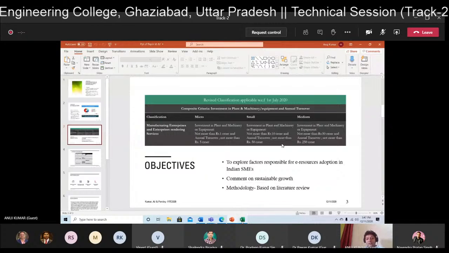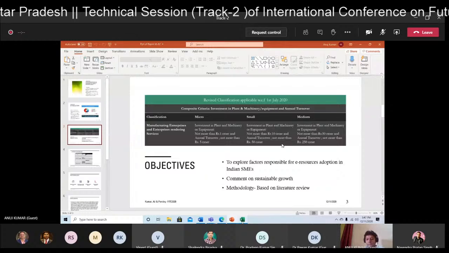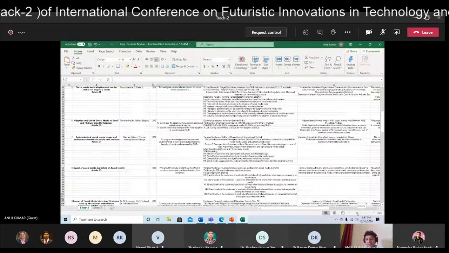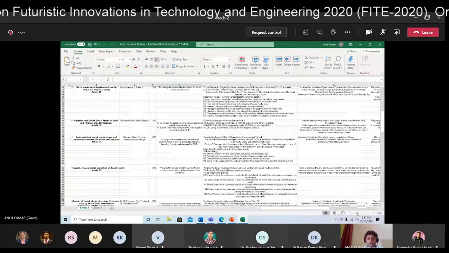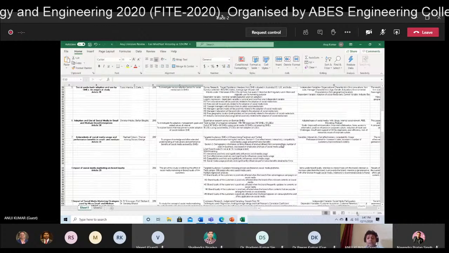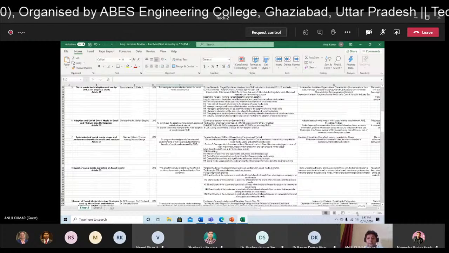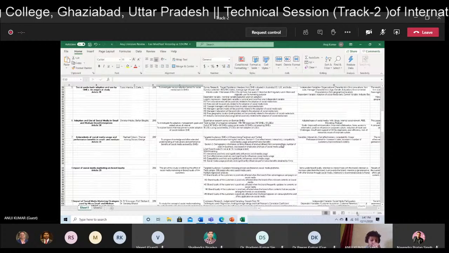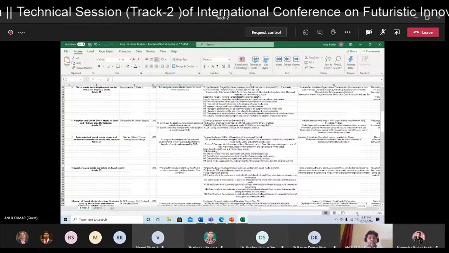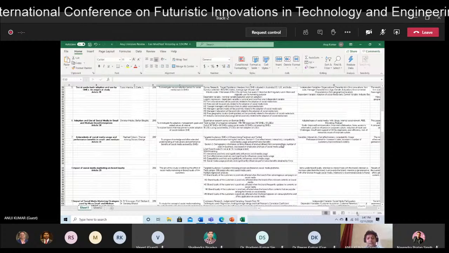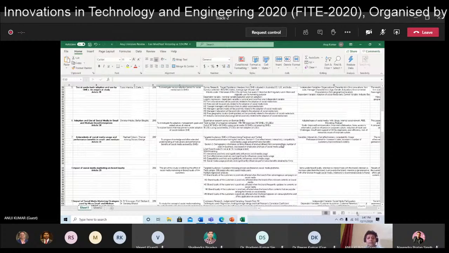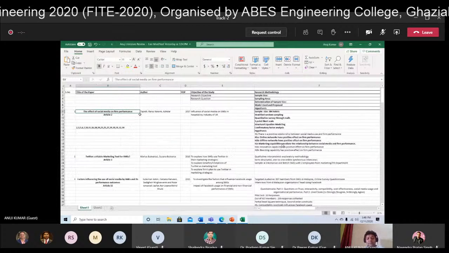So now I'm straight away going to the Excel. As I was saying, that's why I was not moving the presentation in F5 mode. This is my study for this paper. I've taken the crux of these many papers. Like you can see the title of the paper, author, year, objective, research methodology, what they have followed. These are the previous papers which I have studied.